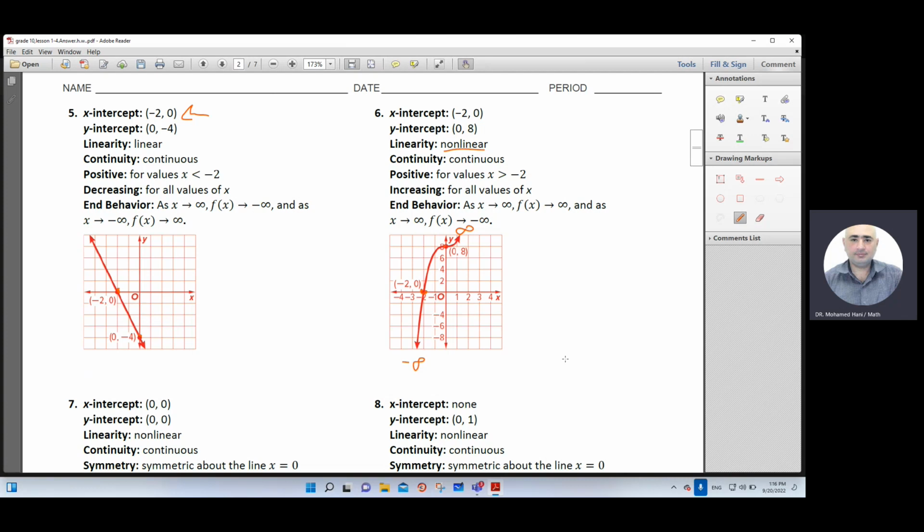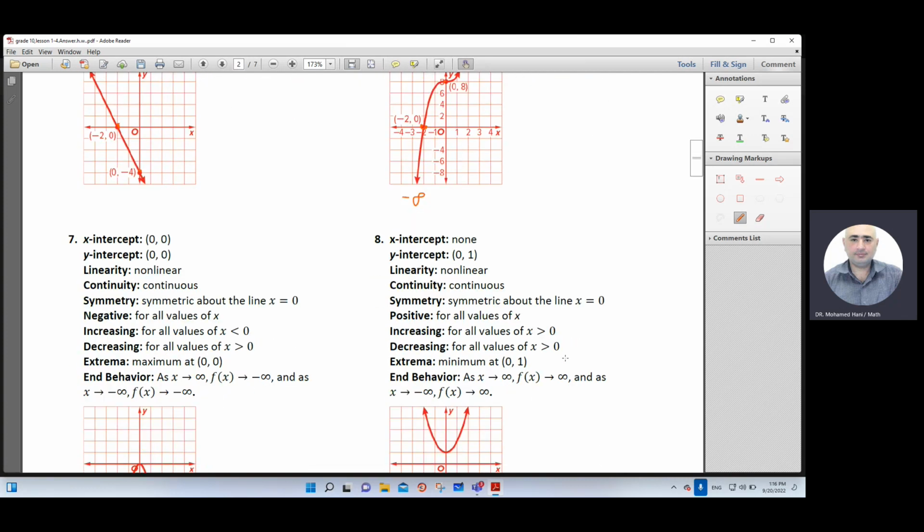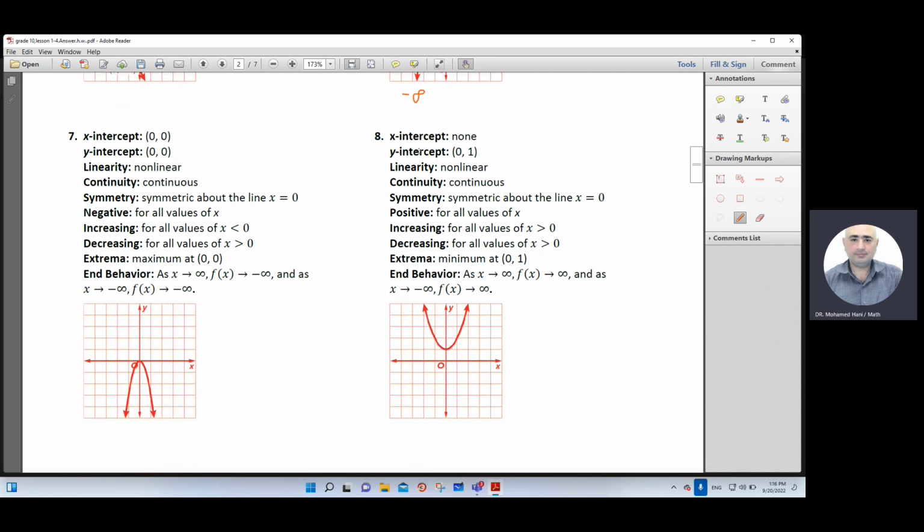Number 7 and 8, the same idea. As you see 7 here, we have x-intercept (0, 0), y-intercept (0, 0), but we have non-linear. And here the y-axis will be the symmetry, and negative for all values of x, increasing for all values of x when x is less than 0. And we have maximum at (0, 0).